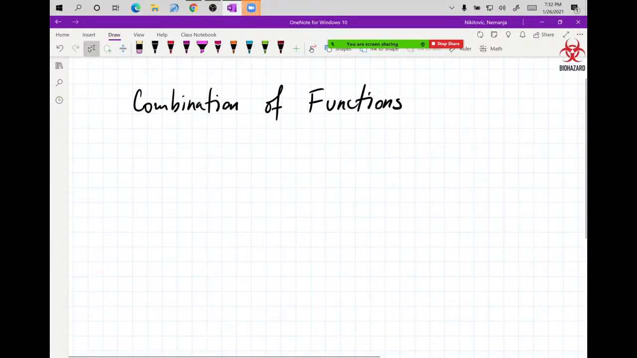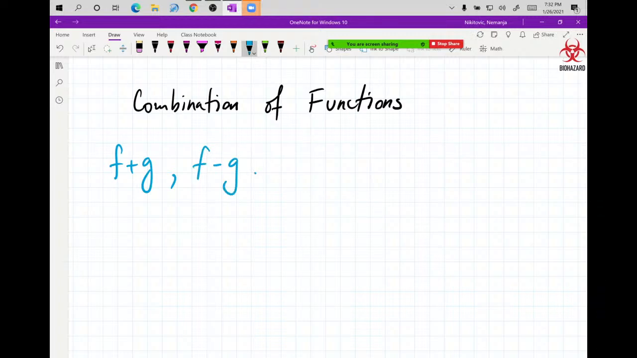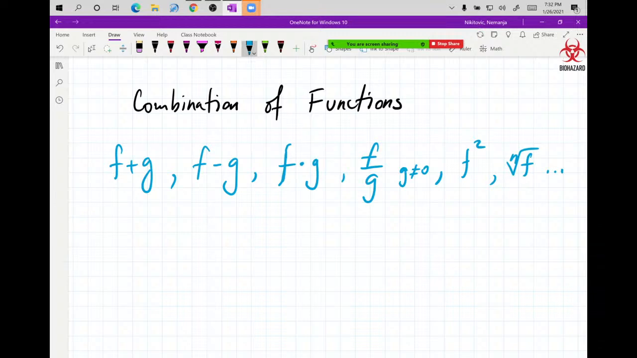And I'm going to flat out list not all of them, but most of them. So f plus g, you can add functions. F minus g, you can subtract two functions. F times g, you can multiply two functions. F divided by g, with g different than 0, you can divide two functions. You can square a function, you can take the root of that function, and I was going to put 3 dots because it became boring.